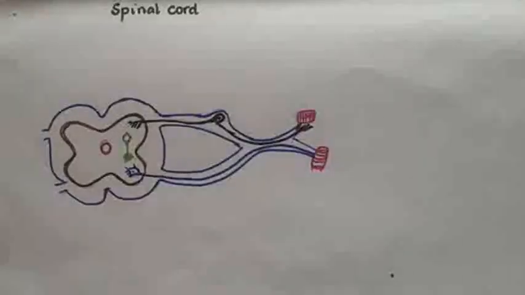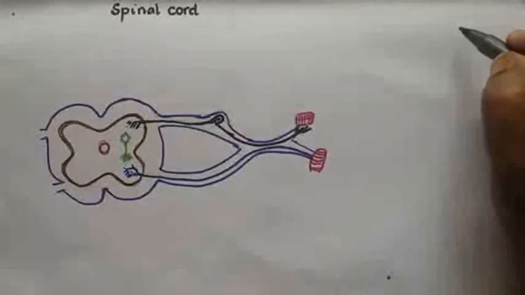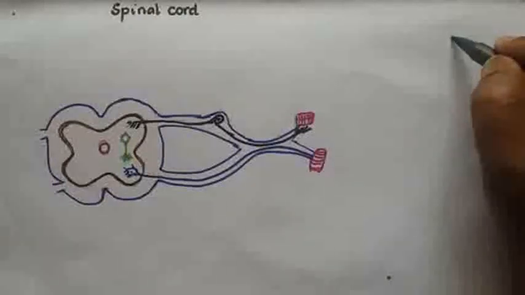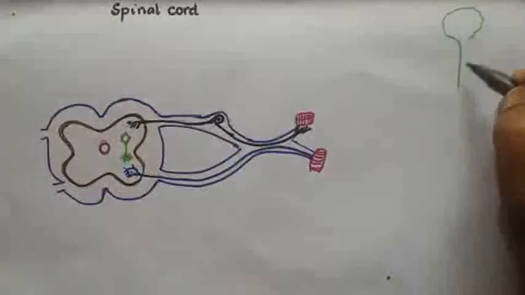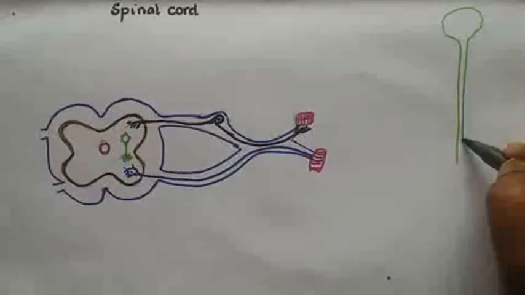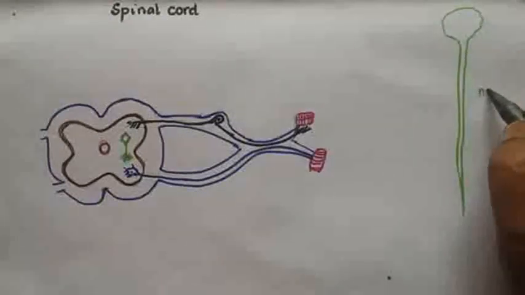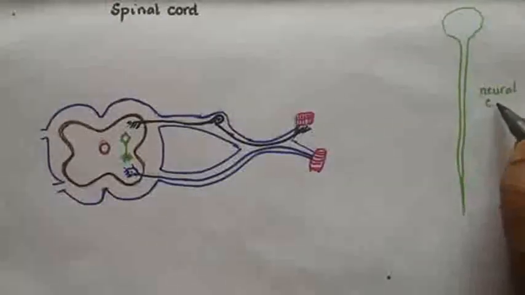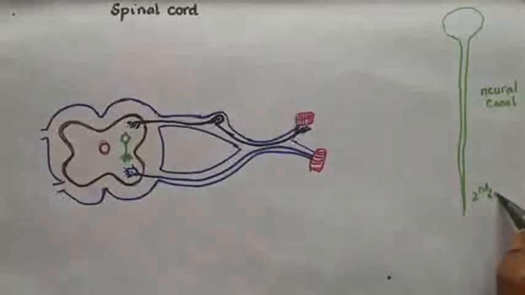Now let us learn about the spinal cord, which is the second part of the central nervous system. We find the spinal cord in the vertebral column. The spinal cord arises from the medulla oblongata, runs the whole length of the backbone, passing through the neural canal, and ends at the second lumbar vertebrae.